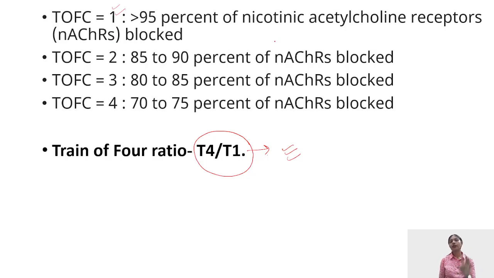4 successive supramaximal stimuli are given, and the fade phenomenon is seen, in which the T4 fades more than the T1. T1, then T2, then T3, and eventually T4. This is how they fade.